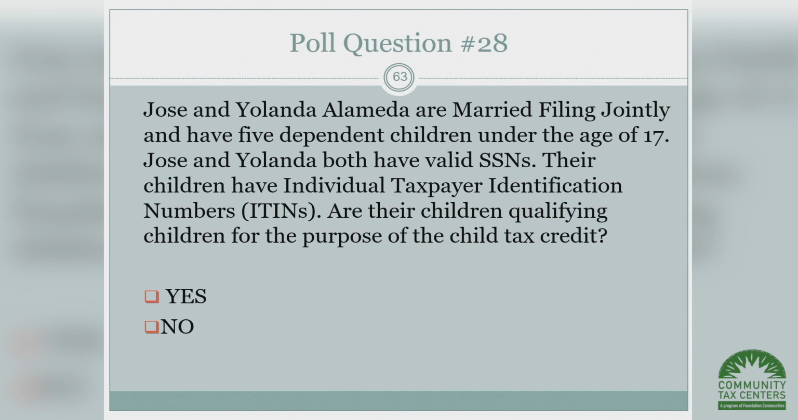I'm going to say no. The children do not qualify for the child tax credit because they do not have valid Social Security numbers. They do qualify for the credit for other dependents, though. Yes, sir. For the child tax credit, do you need both a taxpayer identification number and a Social Security number? They need to have Social Security numbers in order to claim the credit.